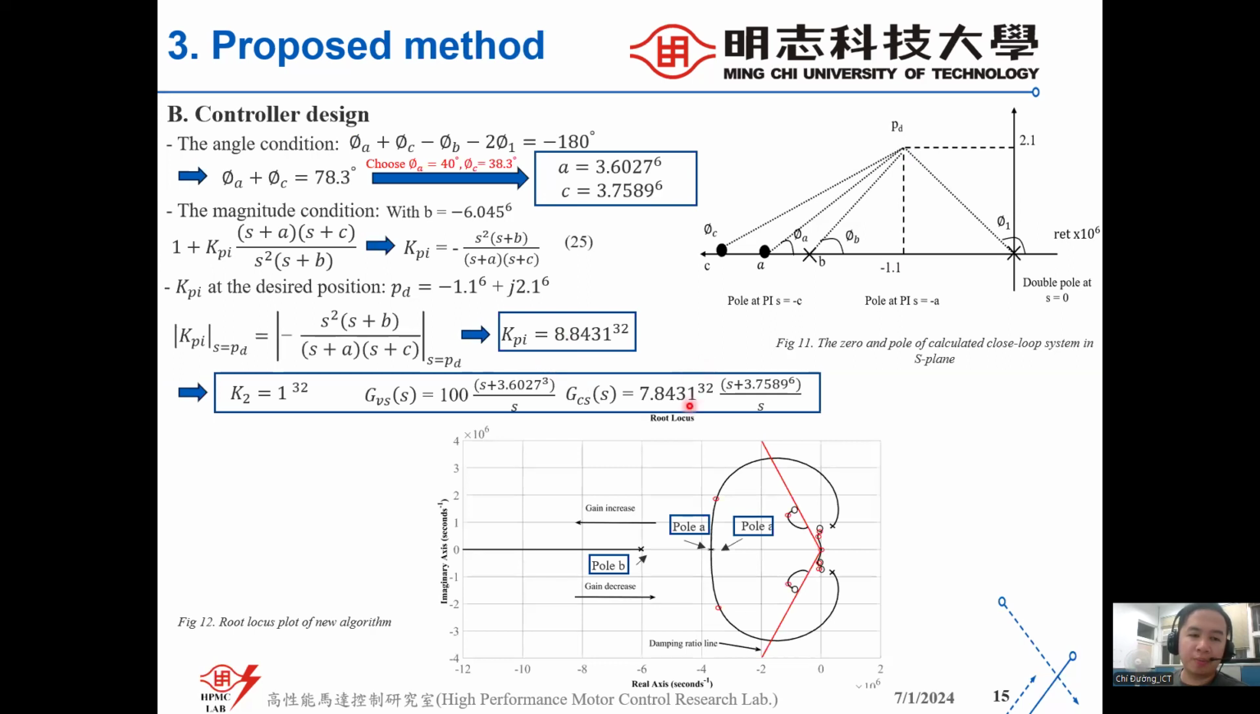In the root locus of the new algorithm, you can see the pole P, the pole A, and the pole C. You can see the root locus increases and has a position nearly at the reference position when the gain is increased, but when the root runs to the right-hand side, it makes the control not stable.